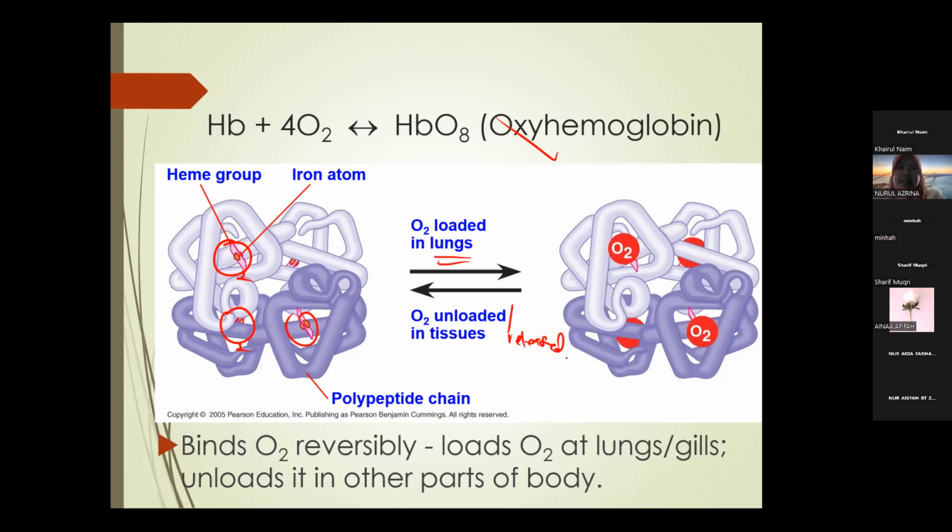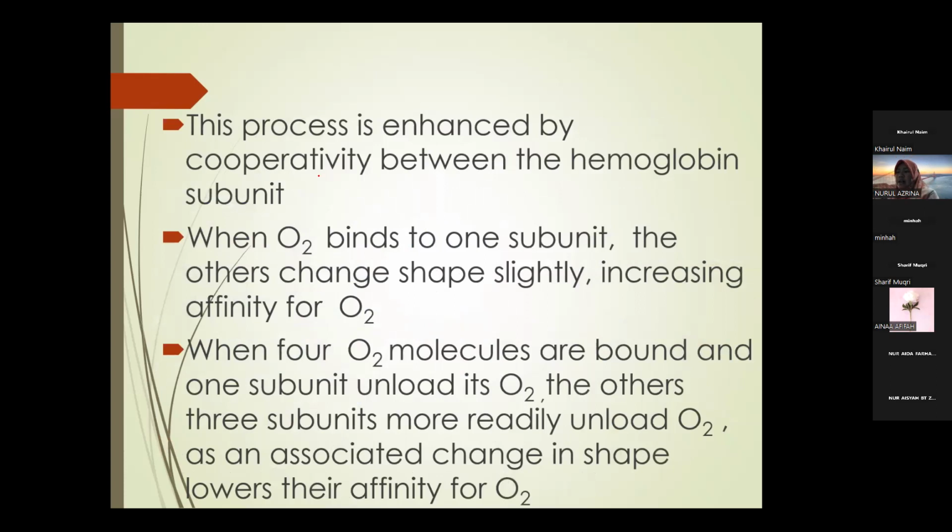When oxygen is released, so oxygen is released in tissue. So this process is reversible. Maksudnya ada pada keadaan when tissue needs oxygen, hemoglobin will release or unload the oxygen. In the lung, hemoglobin will load the oxygen. How does this happen? This happens due to the process ataupun cooperativity characteristic between hemoglobin subunits.